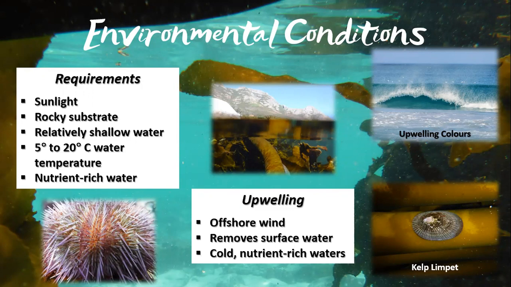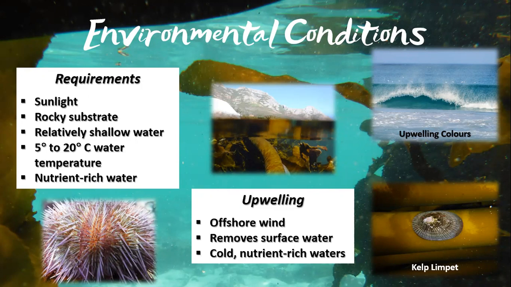They thrive in cool temperate oceans where water temperatures range between 5 and 20 degrees Celsius. As well as photosynthesizing, the fronds also take up nutrients from the surrounding water, and these nutrients are introduced to the coastal waters through upwelling. Upwelling occurs when an offshore wind blows, so that's a wind that blows from the land out to sea. In Cape Town, this mostly occurs during our summer.